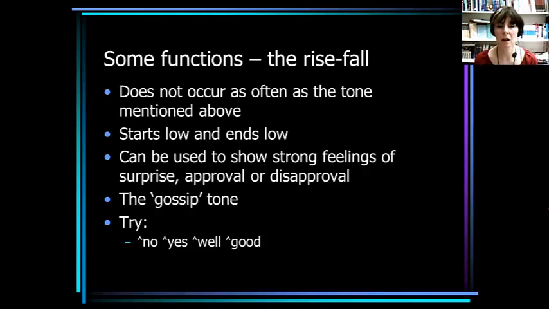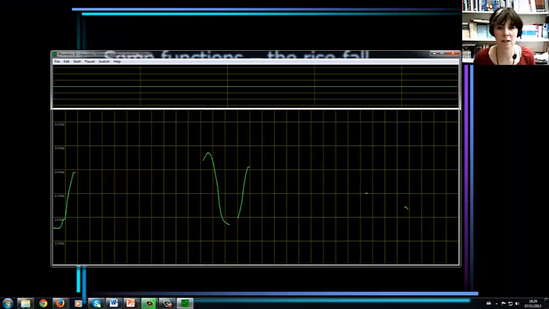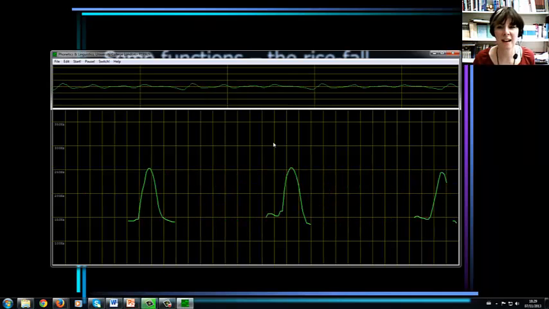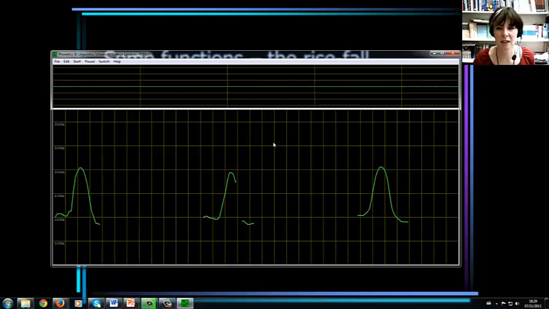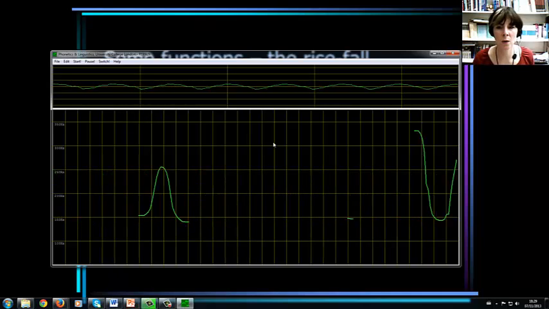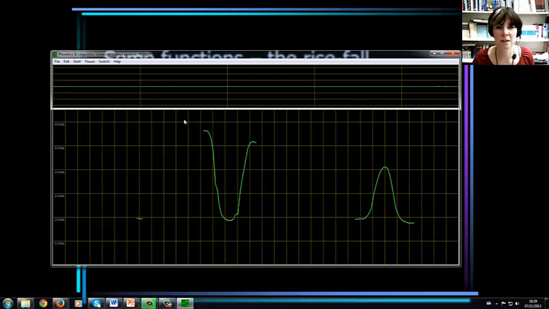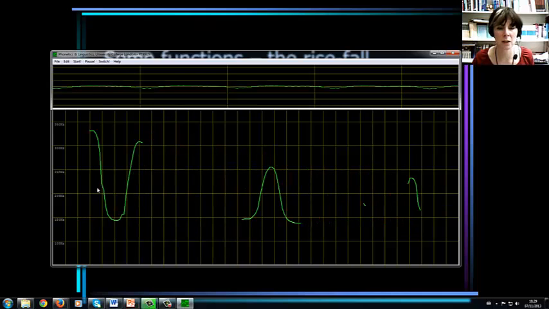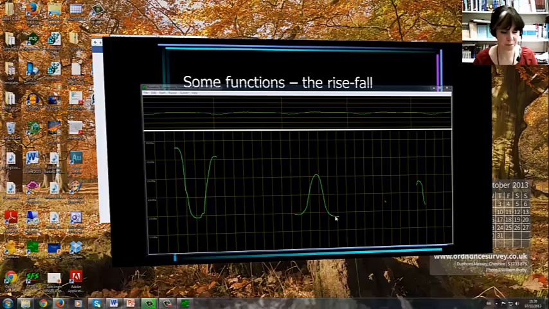Are you ready? No. Yes. Well. Good. Okay, let's look at that on the real-time pitch. No. Yes. Well. Good. Okay, let's compare that with no. No. So you can really see there the pitch differences. This is no, falling, rising, and this is no, rising, falling.